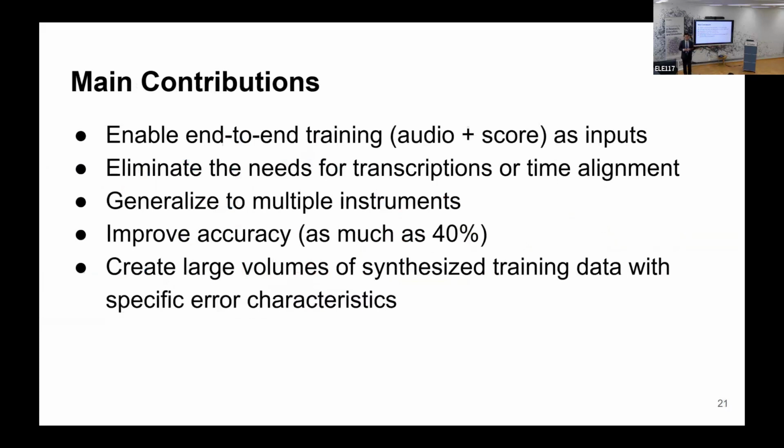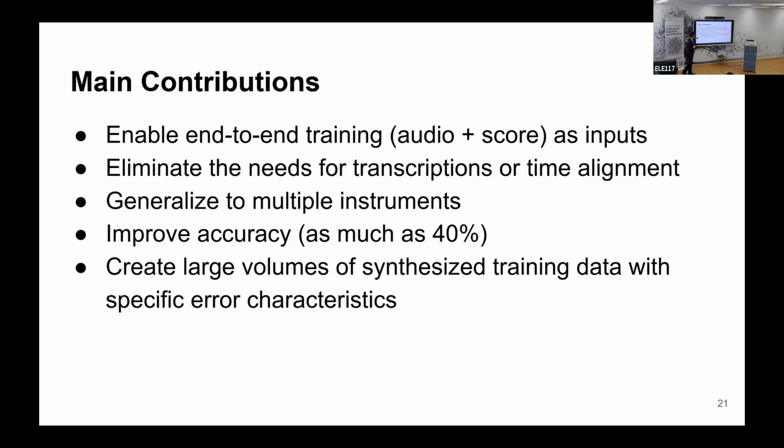What are the major advantages of our method? First, by doing this, we can perform end-to-end training. We do not require alignment, and we also eliminate the need for transcription. As I said, that's a major source of errors in the computer part. Our method can also generalize to many instruments. As I said, we studied 14 different instruments. And we improve accuracy by as much as 40%. I will show you the improvement on the next slide.